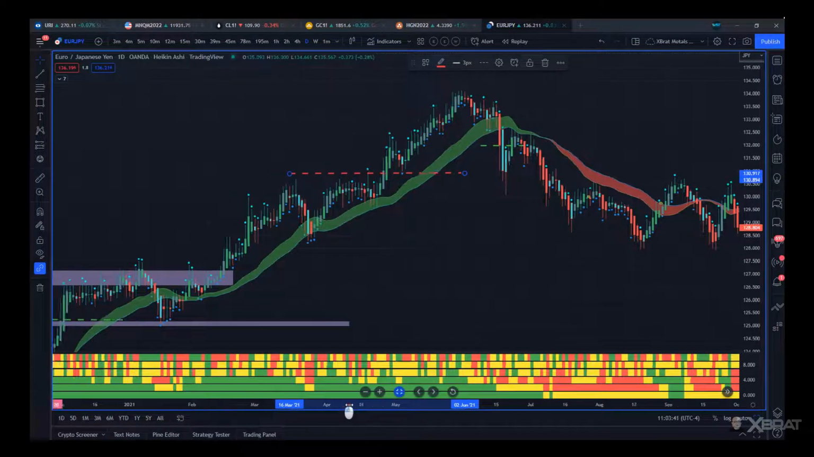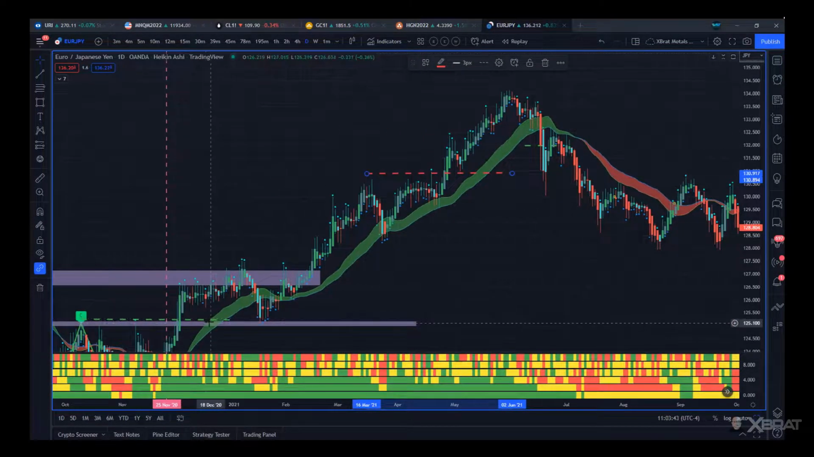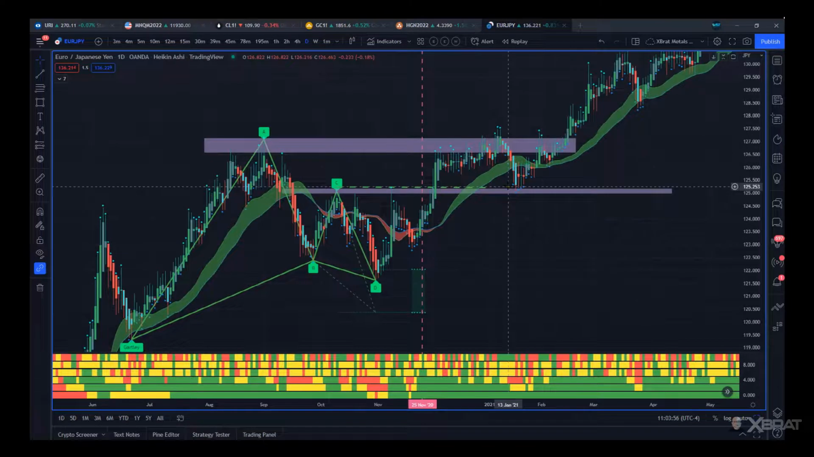Okay, and this really, we got in here at 125. The sensible exit here was 131.98. So really, really strong swing trade on Euro Japanese yen. And we've used three trading indicators here. The xBratAlgo harmonic pattern indicator for the signal. We've then waited for the bias depth heat map to give us that confirmation.